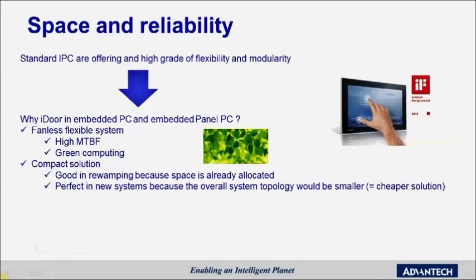Then embedded is a compact solution. When we are revamping, it is good because it is so small that we can insert it where the space is needed. And in the new plants, it is really important because space means money. So if we are able to shrink the space, we are able to bring the final solution.